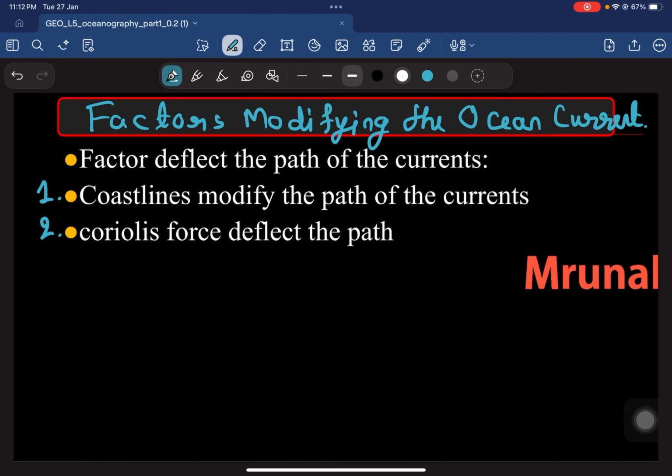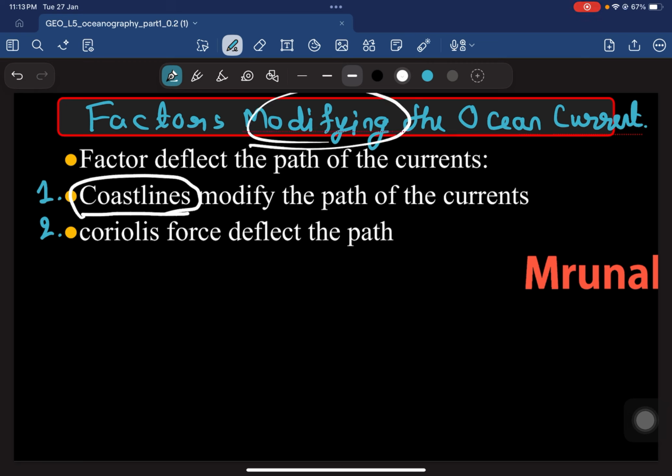Next one is factors modifying the ocean currents. Which factors will modify ocean currents as they move from the poles to the equator and back? How do they get deflected? First one is coastlines. If coastlines are there, they will obviously deflect, right? These ocean currents can't cross the coastlines, so they will deflect or modify.